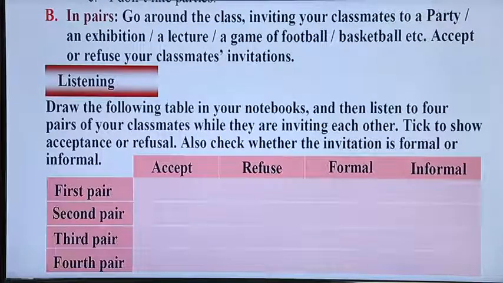Okay? You can write down the names of your friends, then invite them. If they are not ready to answer or to reply to you, just try to imagine and reply to the invitations instead of them.